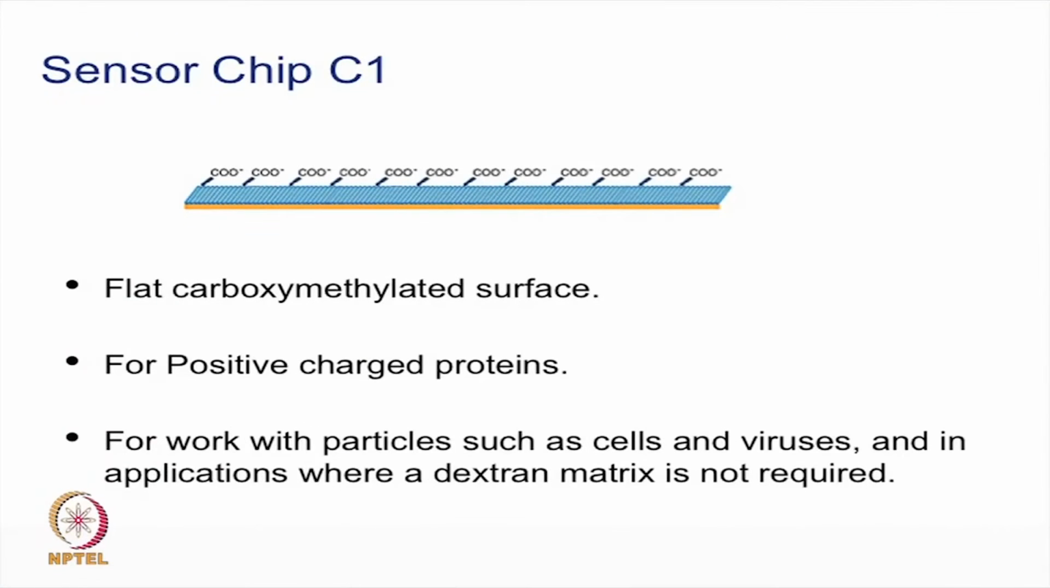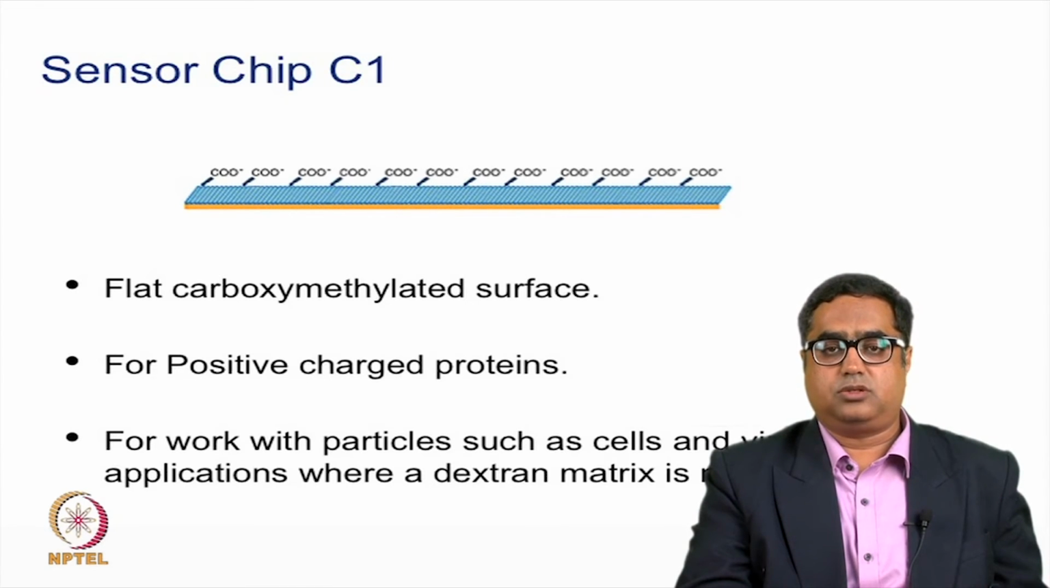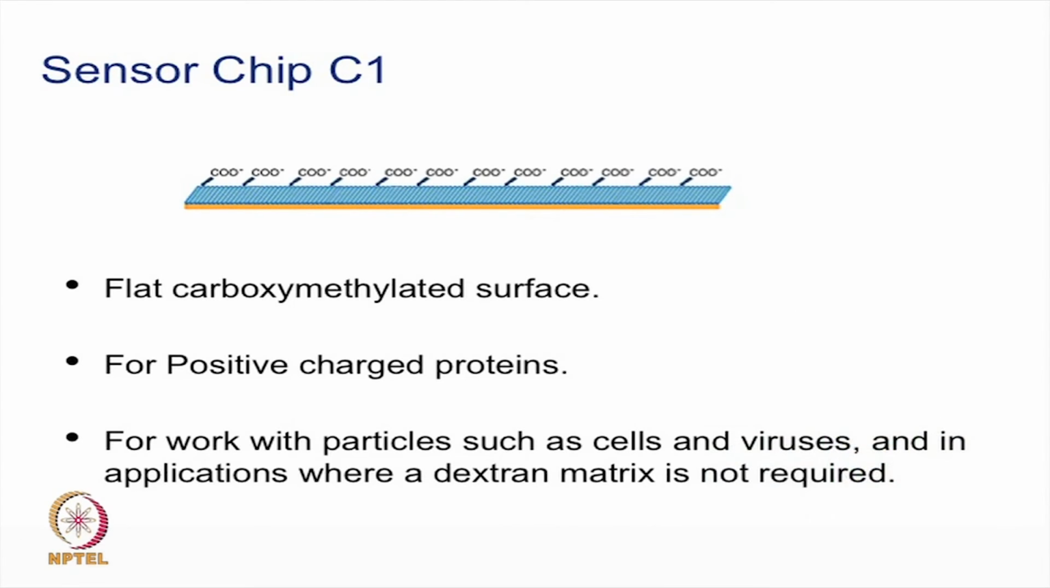So, coming to another sensor chip, the C1 sensor chip. C1 does not contain any dextran here, and it is a flat bed of carboxymethylated surface, very good with positively charged proteins, and can be used again with cells and viruses for a total immobilization of cells and viruses. It has been used by many in the literature for immobilization of bacterial cells and mammalian cells, and is useful for studying interactions at the cellular level.